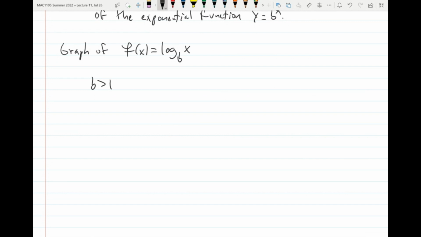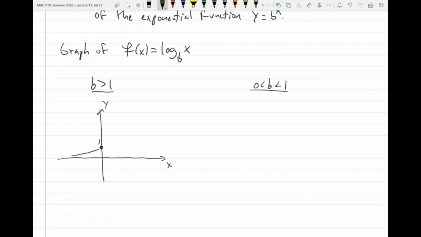Again, b bigger than 1, and then between 0 and 1. So there are two situations. First, I'm going to write down the exponential, and then we're going to use it to deduce the logarithmic graph. Okay, so remember, the exponential function looked like this.